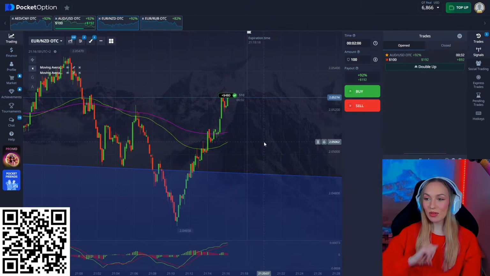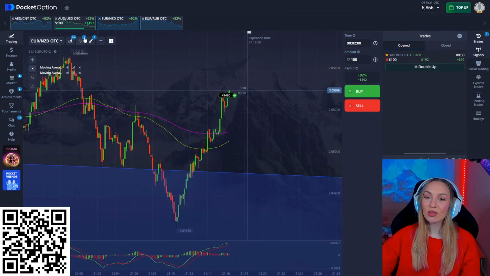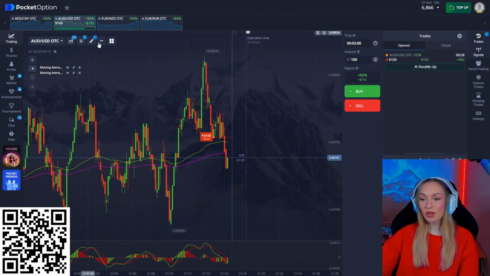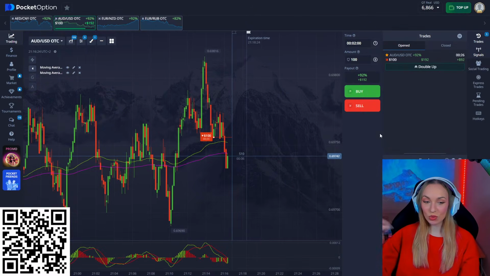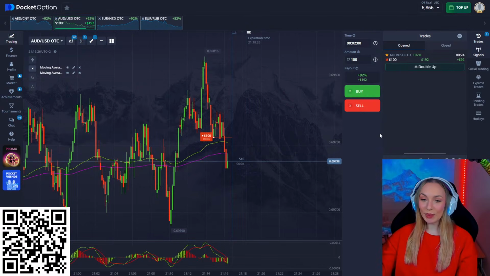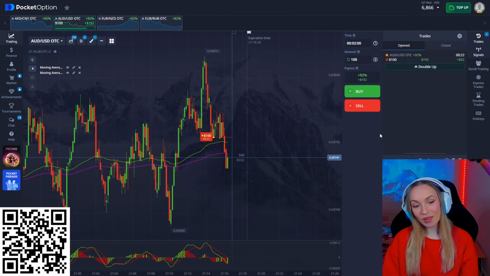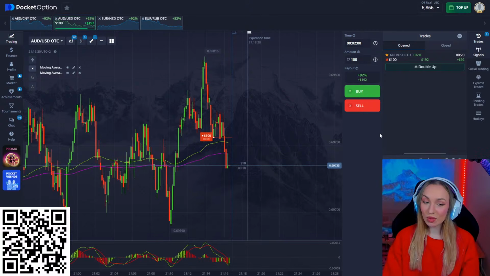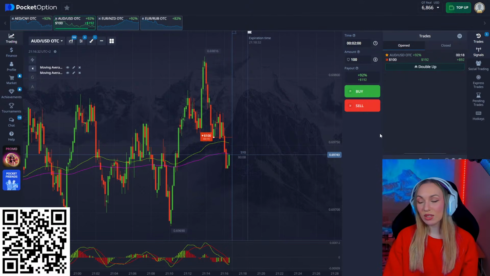But here is my profit, $480 on Euro NZD. Congratulations to everybody, guys, who opened this trade with me. It was amazing, and it was super stable actually, even though I said to you that there is a big risk for this trade, but no.